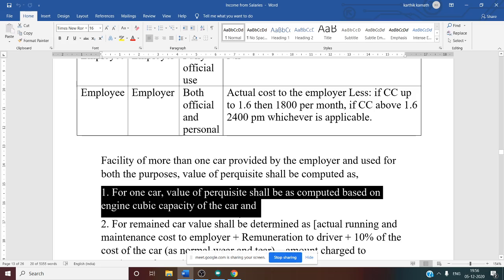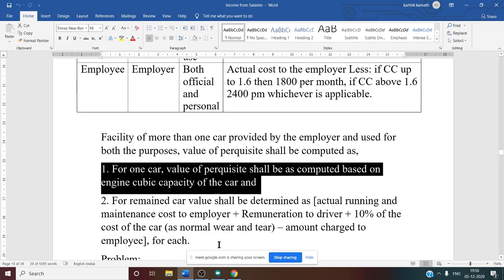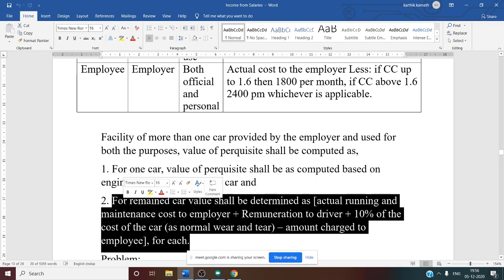Then what about the remaining cars? That is second car, third car, fourth car. What we have to do? For the remaining cars, it shall be determined as the actual running and maintenance cost to employer plus remuneration to the driver plus 10% of the cost of the car.